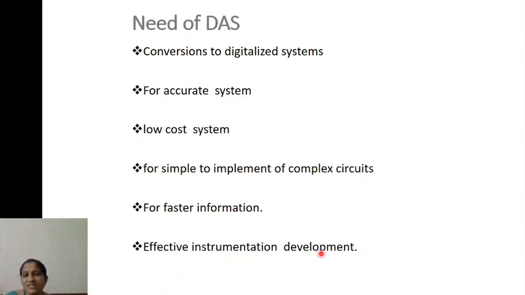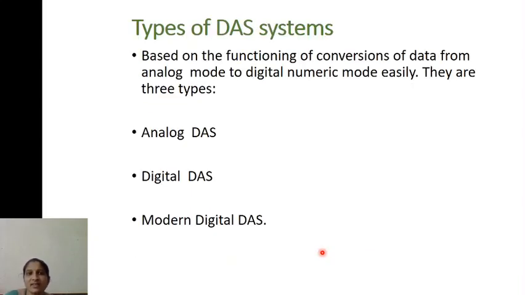Instrumentation development is also effective. The different types of data acquisition systems are: analog DAS, digital DAS, and modern digital DAS. What are these analog, digital and modern digital DAS? We shall discuss them one by one.